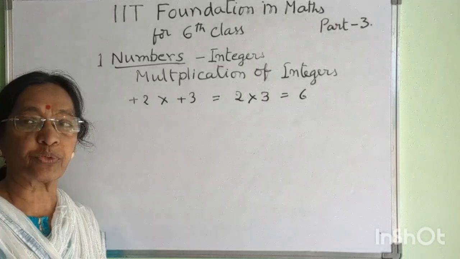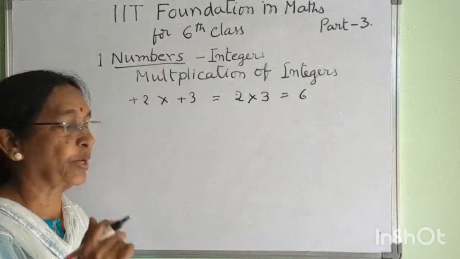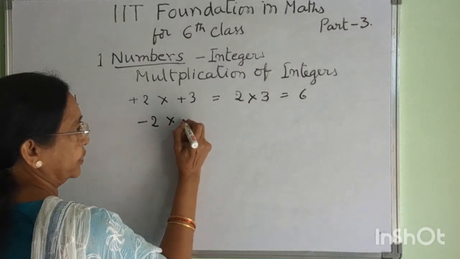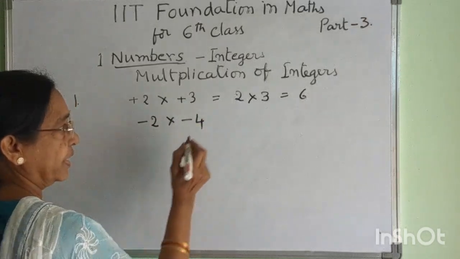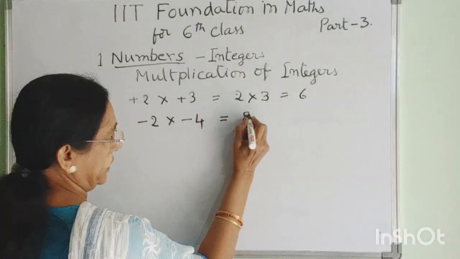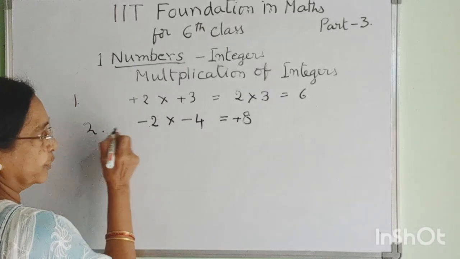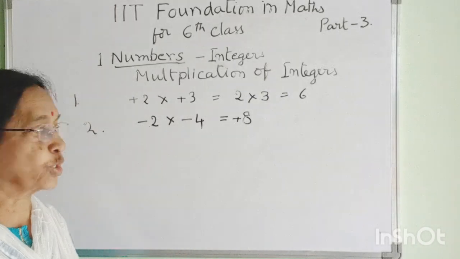The product of two negative integers is a positive integer. Two negative integers: minus 2 into minus 4 is equal to 8. Minus into minus is plus. Therefore, the product of two negative integers is a positive integer.